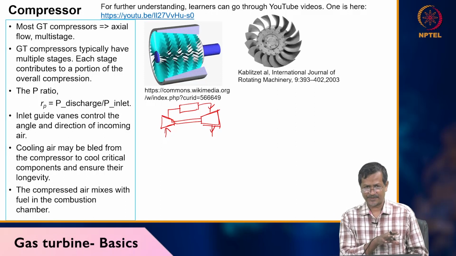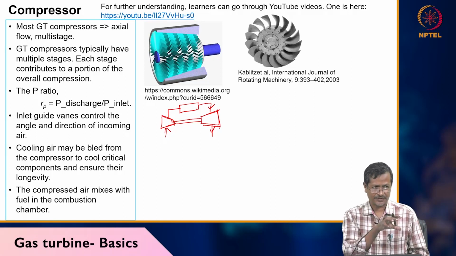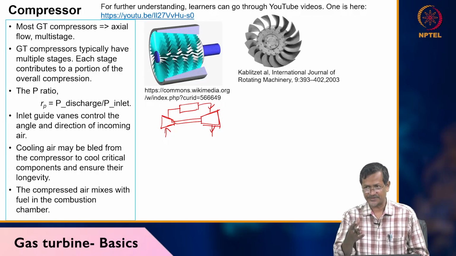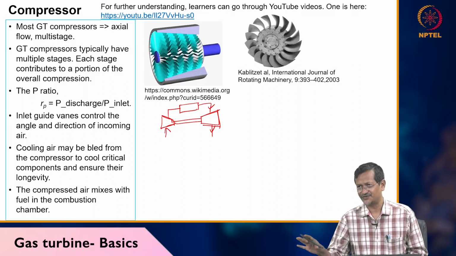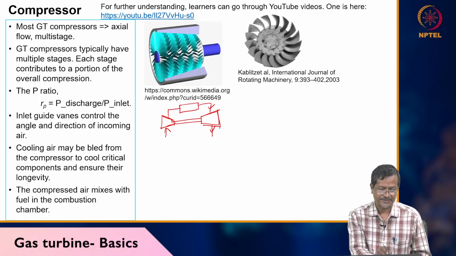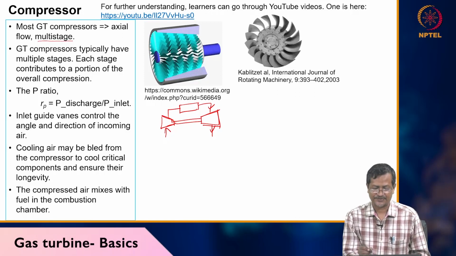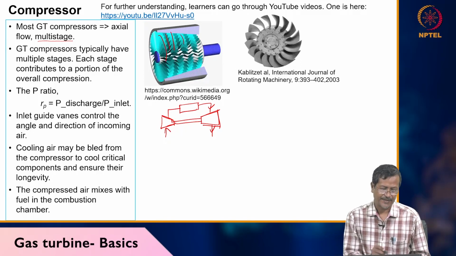In a steam turbine, you took water to produce steam, and that steam ran the turbine, whereas here I am not using any water. My burnt gas directly hits the turbine blades and the blade gets energy. Most gas turbine compressors are axial flow, multi-stage, as you have already seen. Here is one picture from Wikipedia showing how the blades are arranged: one rotor blade, one stator blade, rotor blade, stator blade. Gas turbine compressors typically have multiple stages, and each stage contributes a portion of the overall compression.